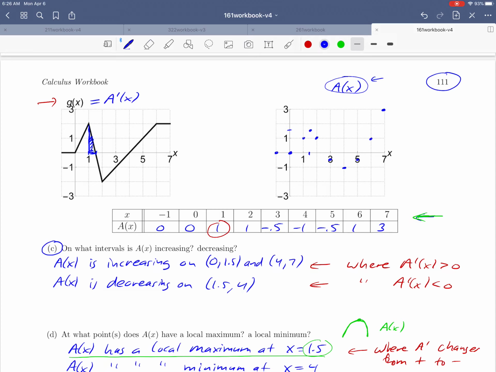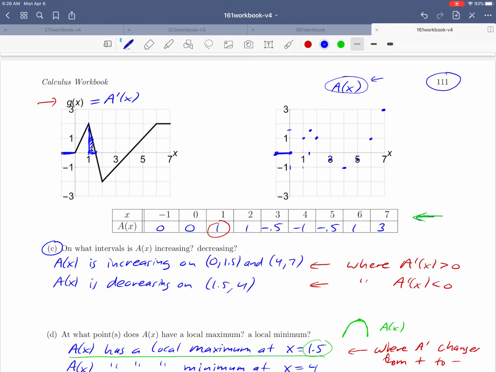Okay, now let's see if we can draw this graph kind of piece by piece. All right, so we're starting over here at x equals -1. You can look at the graph of g and see that it's right on the x-axis, so we're not going to get any area out of there, which means that our start to the graph of A is just going to be flat.